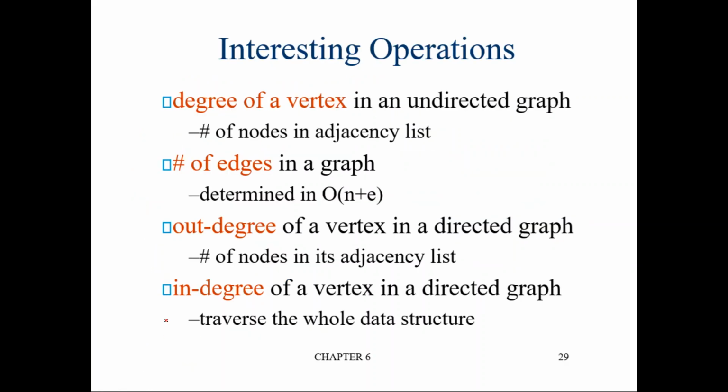Okay, fine. So what are the observations we can have from this adjacency list? There are some observations with respect to undirected graphs, and there are some observations with respect to directed graphs. Okay, so let us see. The observation with respect to an undirected graph is that the degree of a vertex in an undirected graph is just the number of nodes in the adjacency list. In the adjacency list, how many nodes are there?